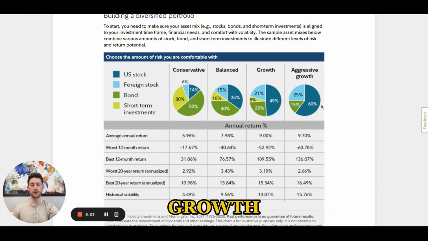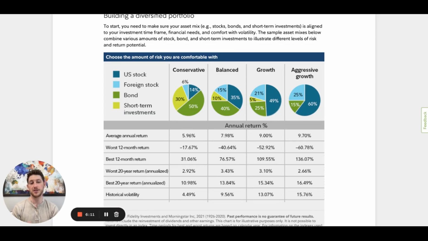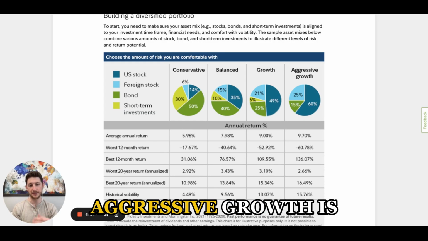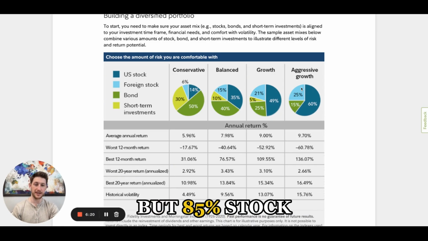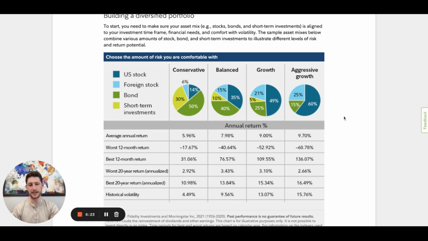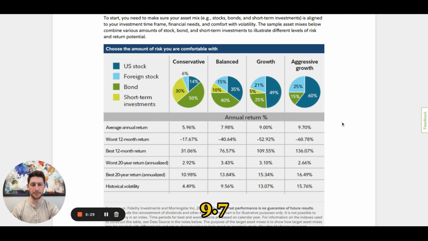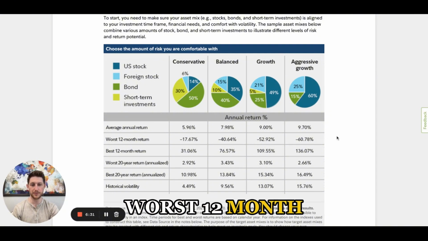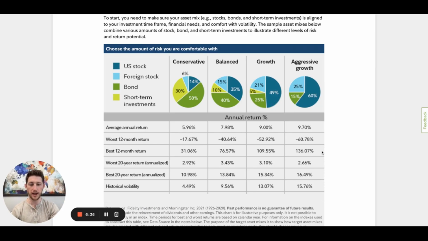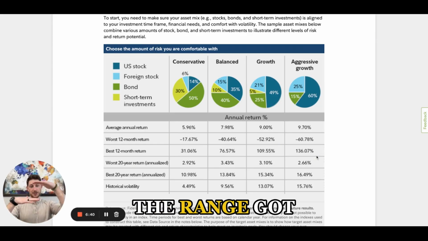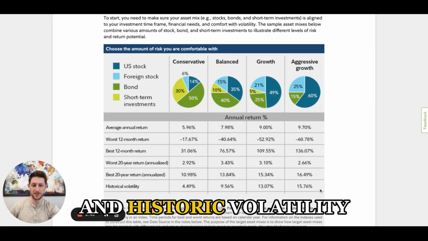And then aggressive growth, obviously, is this. Now, I still think personally, this is a little bit conservative. In my opinion, aggressive growth is no bonds and cash, but 85% stock, 15% bonds, cash. That's aggressive growth. Okay, that's kind of an acceptable standard. Average annual return, 9.7. Worst 12-month return, negative 60. Best 12-month return, positive 136. The range got wider, right? Worst 20-year period, best 20-year period, and historic volatility.